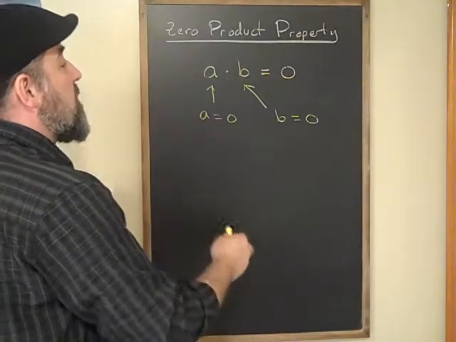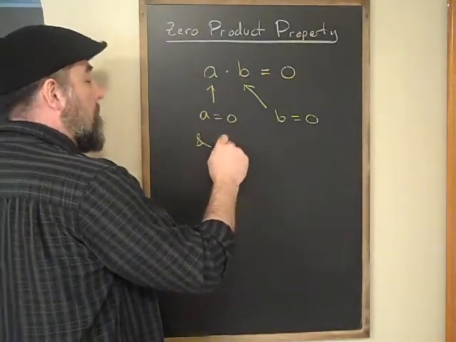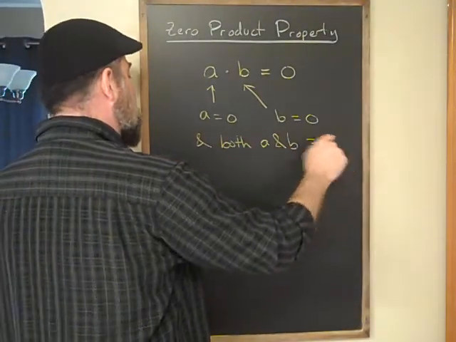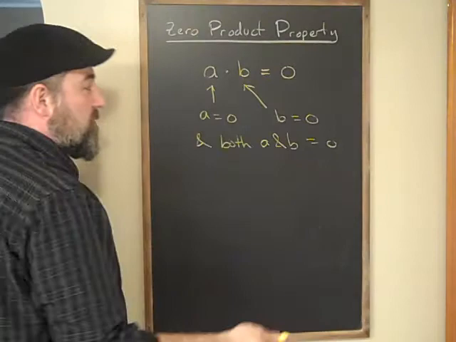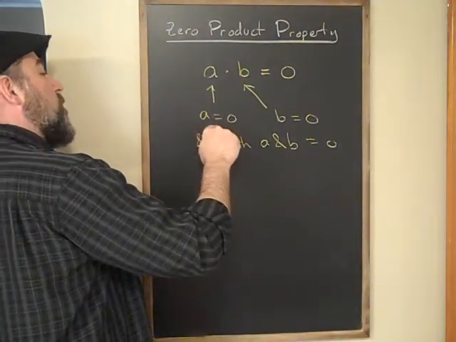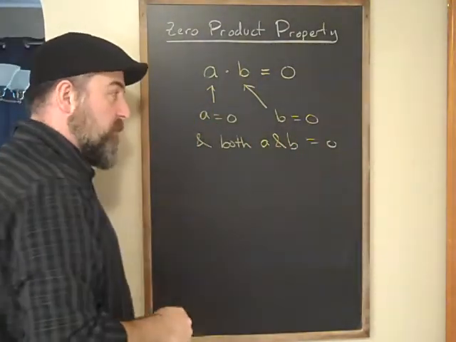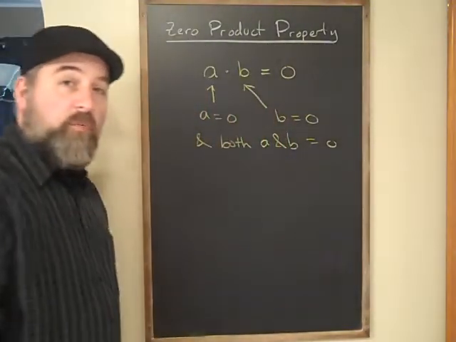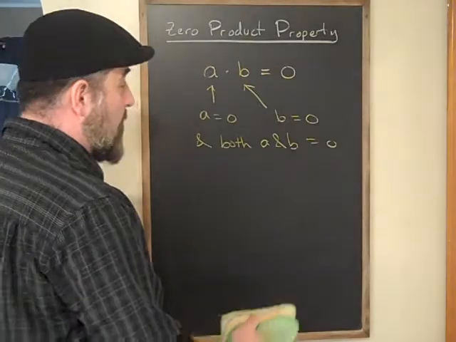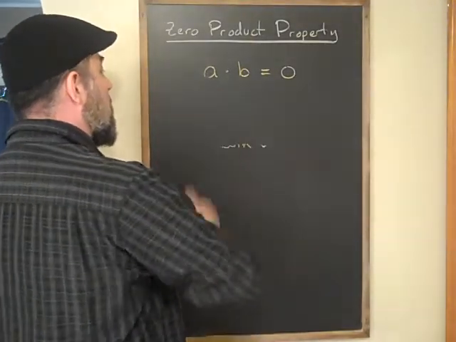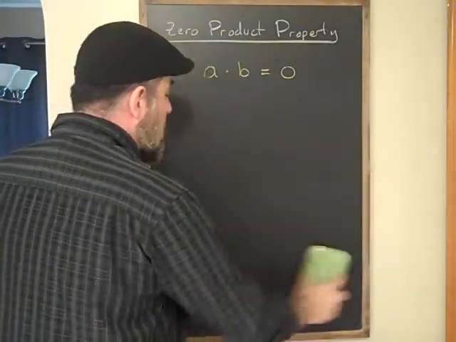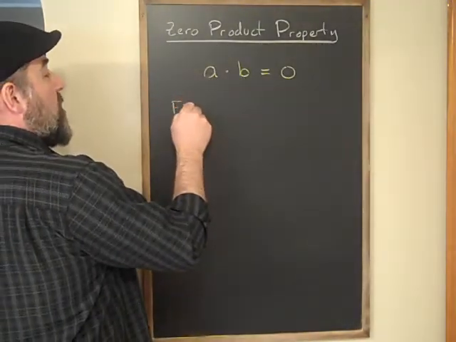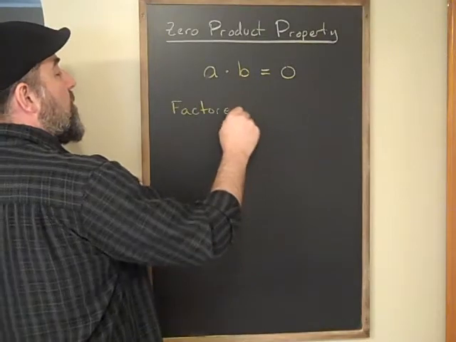It also has the added part where it says, and both a and b can be equal to 0. It's possible: 0 times 0 equals 0. So it can happen when one is 0 or the other is 0, or when both are 0. But how does this look when we have to solve an equation and we have to employ the zero product property? Well, what you'll see is an equation in what's called factored form.